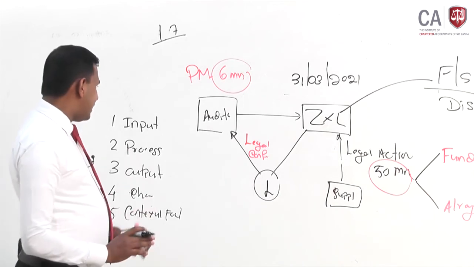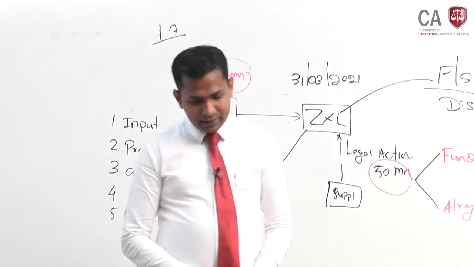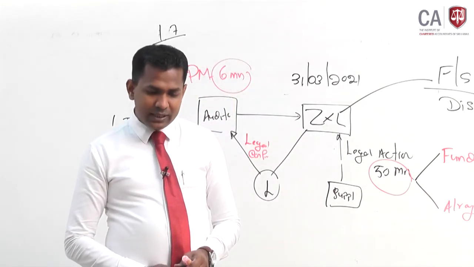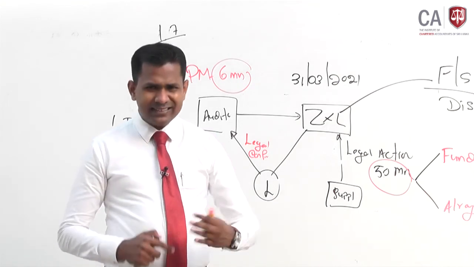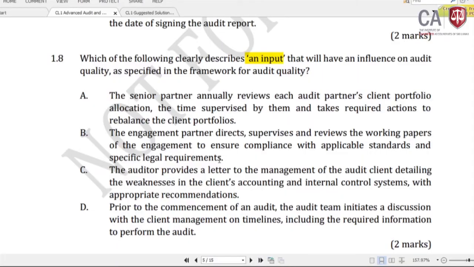So in that case, now the number one answer given here, the senior partner annually reviews each audit partner's client portfolio. That is a doubtful answer. Answer B, the engagement partner directs, supervises and reviews. So that is not an input, that is a process. You can take it like that. And the auditor provides a letter to the management of the audit client detailing the weakness. That is an output, it's not an input.